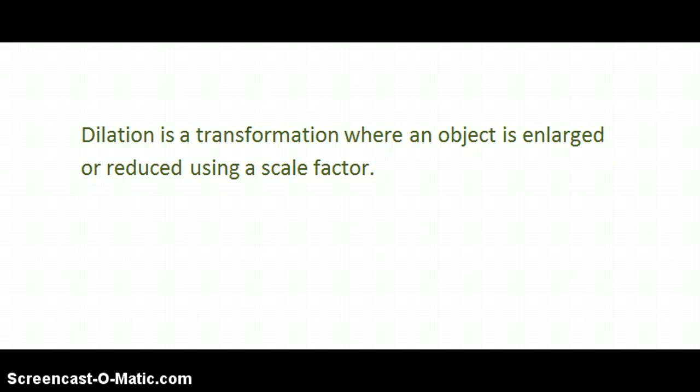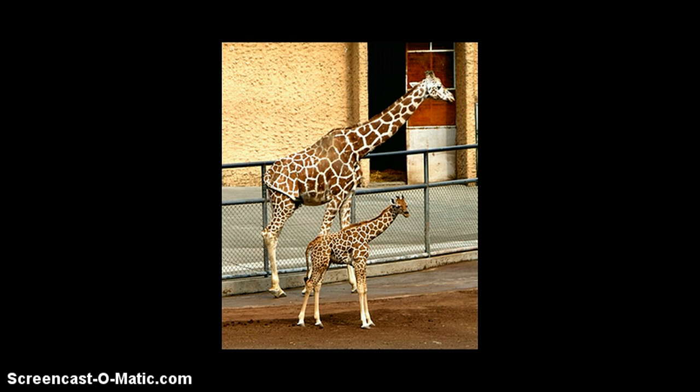Today we're going to be talking about dilation. Dilation is a transformation where an object is enlarged or reduced using a scale factor. As you'll see, it's a lot like similar figures like we've been working with. This is kind of a real-life example of a dilation.